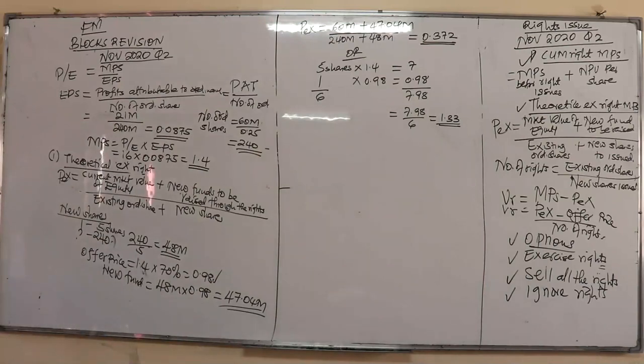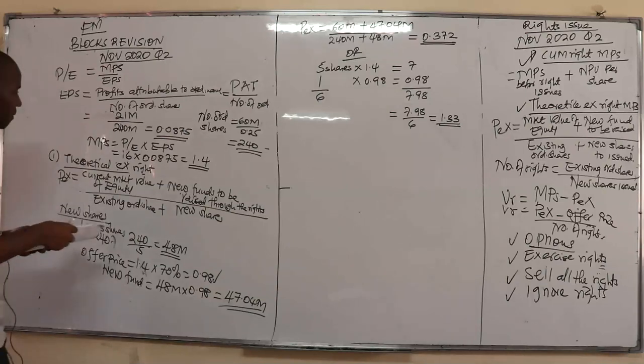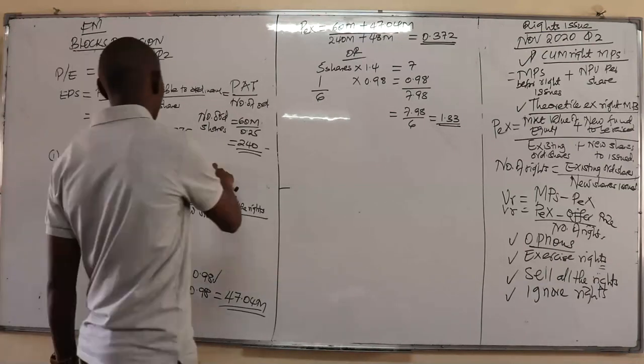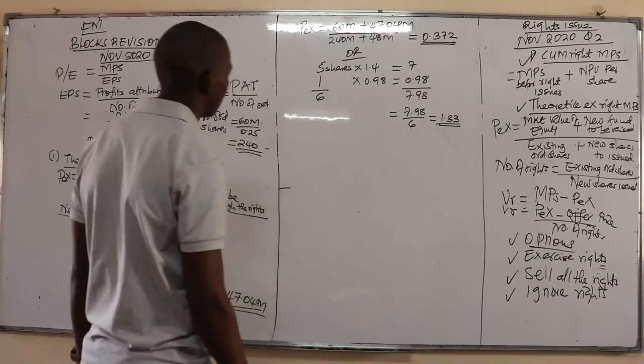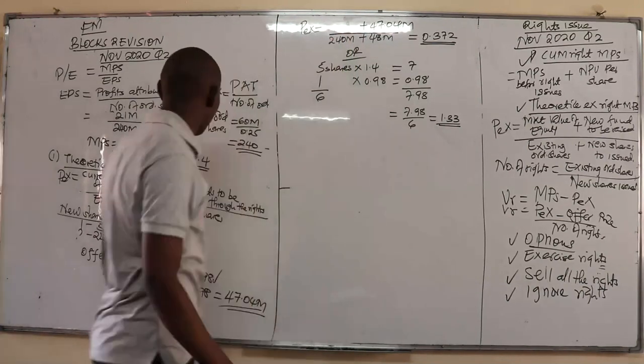So yes, the new funds to be raised. Okay, this is 240. You divide by 5, which is 48. 48, I multiply by 0.98, 47.04. That one is for the other one. So the existing shares were issued at how much? If I take 240, I multiply by 1.4. Yeah, this is where I'm mistaken. Now for the existing, I've used what we've been given. I've not used what was the market price per share, which is 1.4.